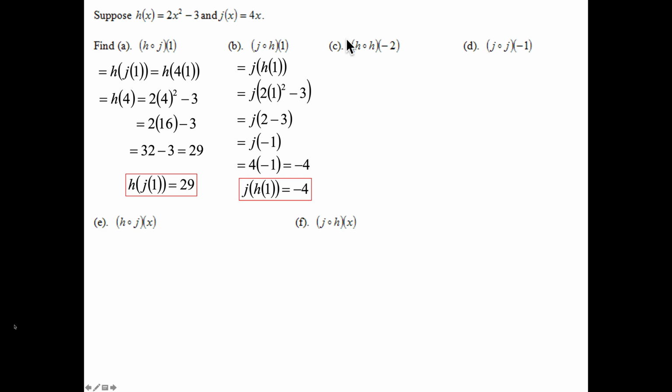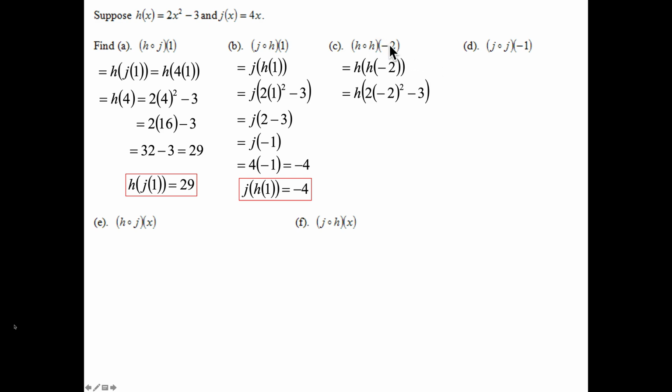You can even have a function inside of itself. And in fact, you can do 3 or 4. You can go h of h of h. You can go j of h of j of h. You can have as many of these nested functions as you want.